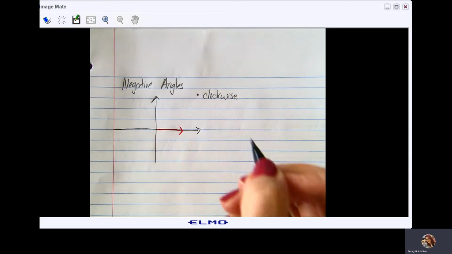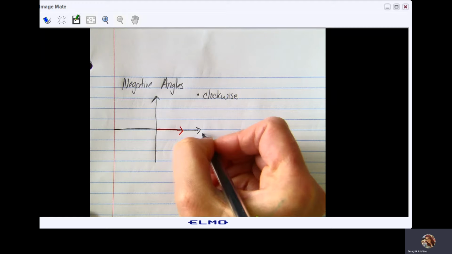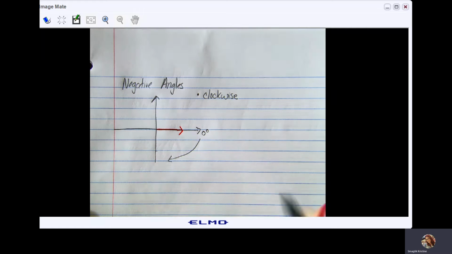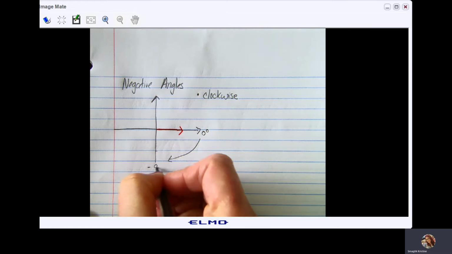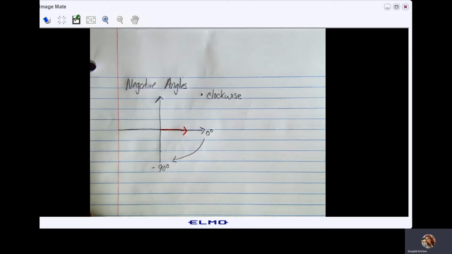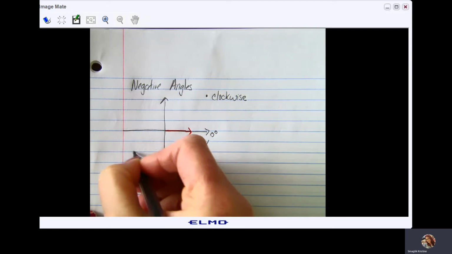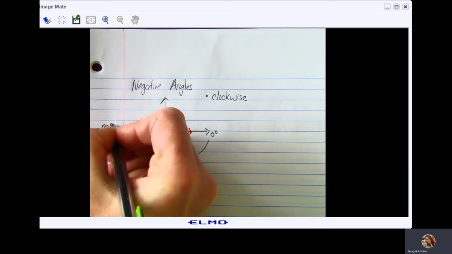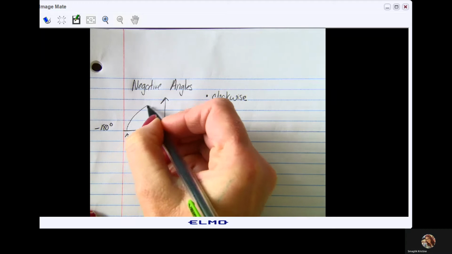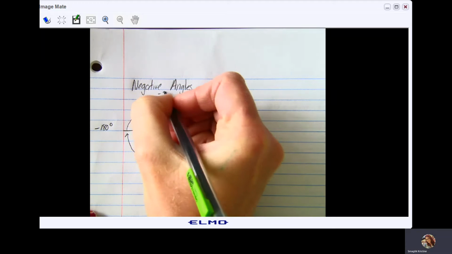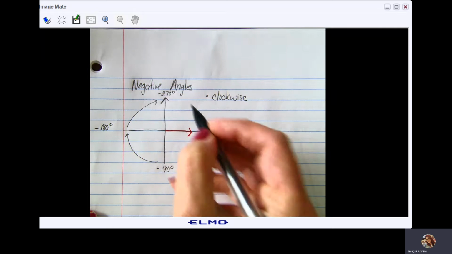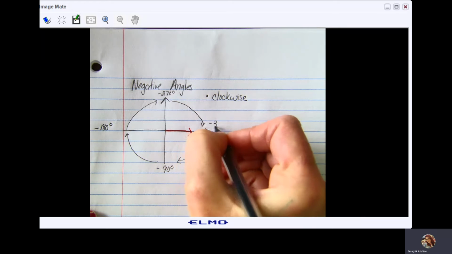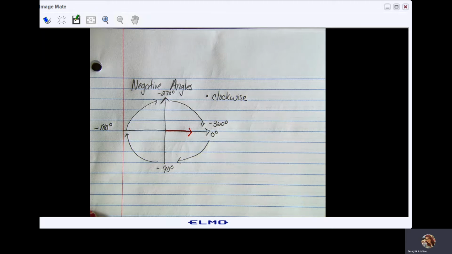So let's do this one in degrees. I'm starting over here at 0 degrees, and then you'd go clockwise, which would then put us here at negative 90 degrees. And then if I would move again, another negative 90 degrees, I'd be at negative 180 degrees, negative 270 degrees, and then a full rotation, I'd be at negative 360 degrees.